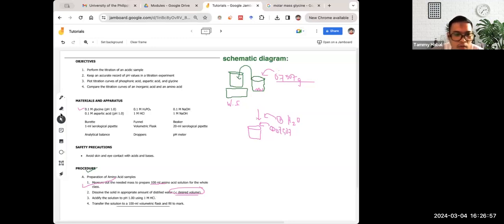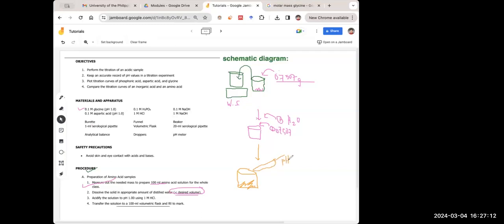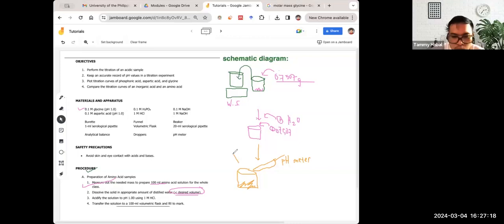So how would you do that? So the next step would be what? So you have your solution, and you insert a pH meter, right? Remember what's the purpose of pH meter? To find out the pH of the solution. Makes sense. And then you pour your acid here. This is 1 molar HCl. And then you check the pH.